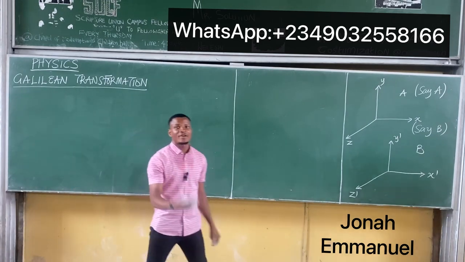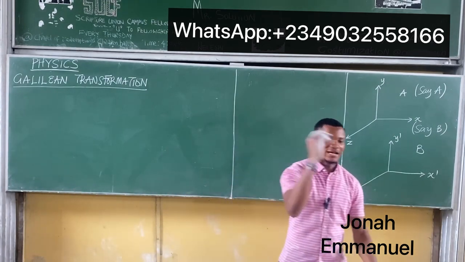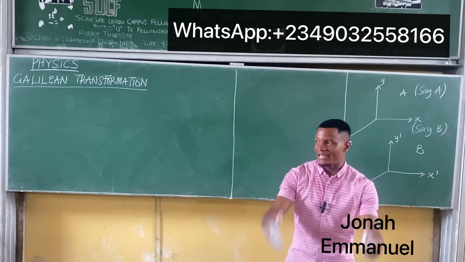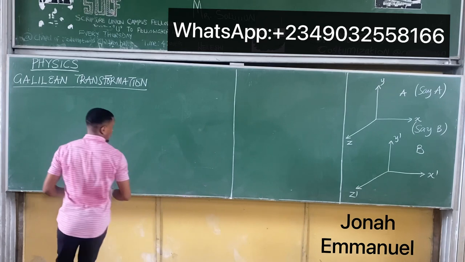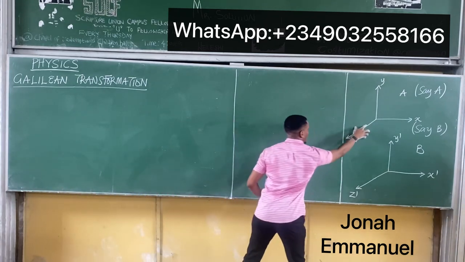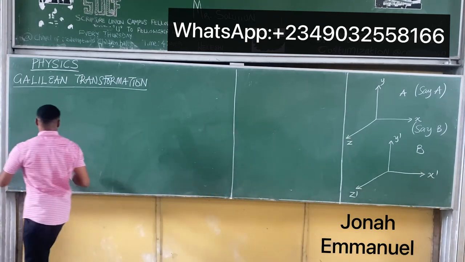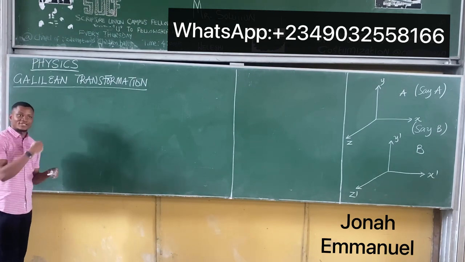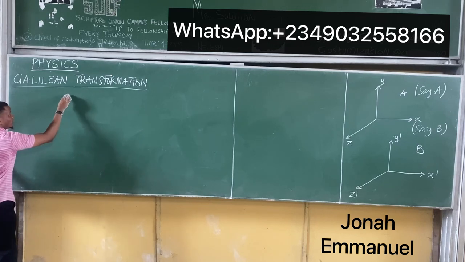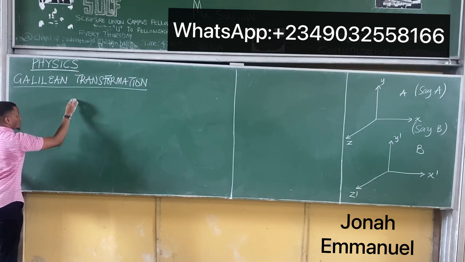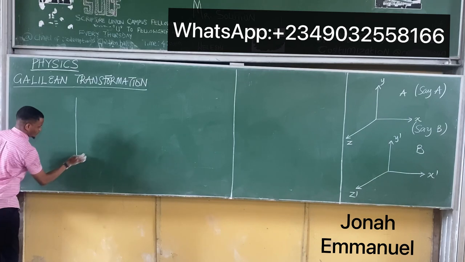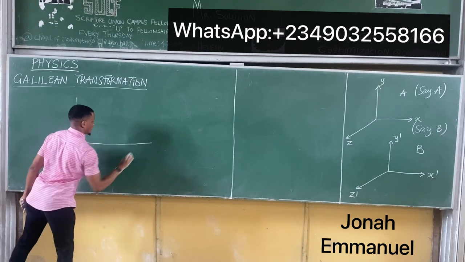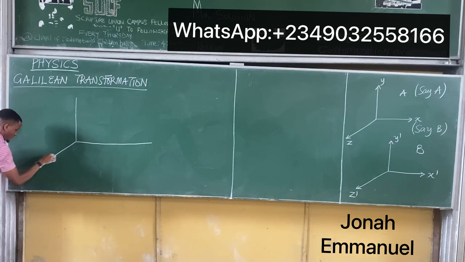Check your past question. Every year they say, draw the diagram. So how do you draw the diagram? Look up, please. It's a very simple thing. It's as easy as get your x-axis, get your y-axis, get your z-axis. For A, I have this one here, this one here, and I also have this one here.